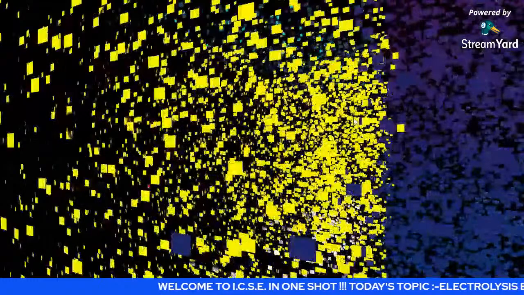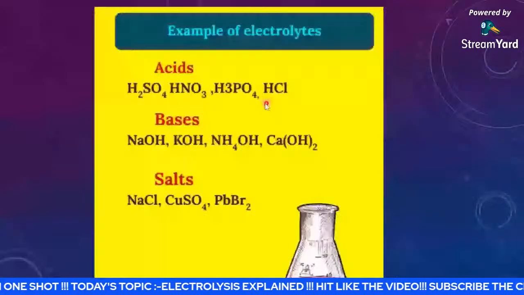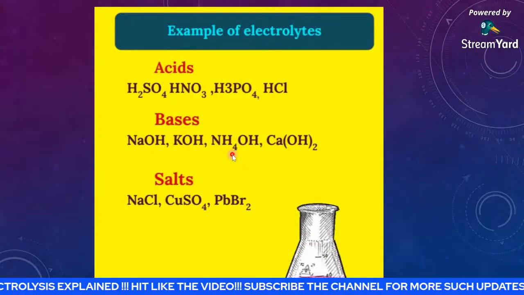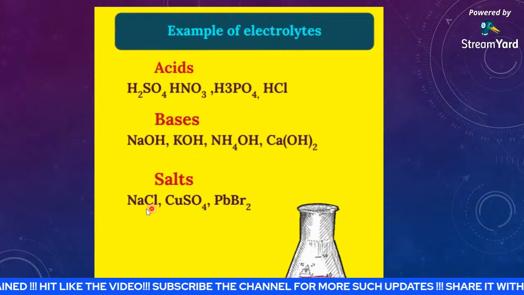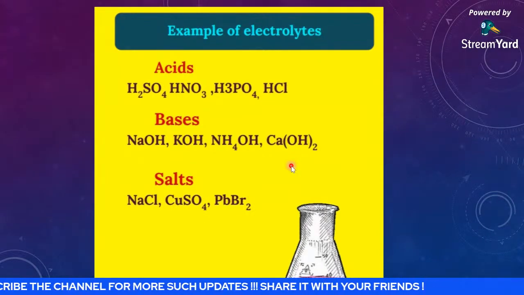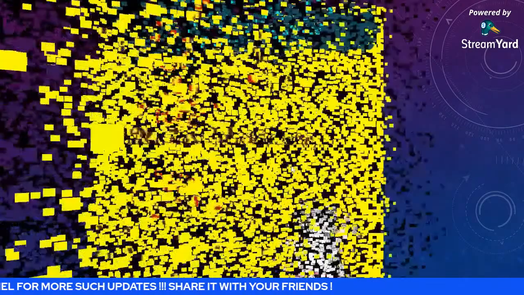Now, examples of electrolytes. Acids are H2SO4, HNO3, H3PO4, HCl. Bases are NaOH, KOH, NH4OH, calcium hydroxide, etc. And in case of salts, it's NaCl, CuSO4, PbBr2, etc. Next.